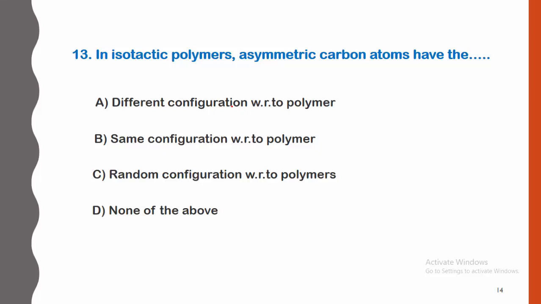Next, in isotactic polymers, asymmetric carbon atoms have the dash: A. different configuration with respect to the polymer, B. same configuration with respect to the polymer, C. random configuration with respect to the polymers, and D. none of the above. This is very simple. The right answer of this question is option B. In isotactic polymers, all the asymmetric carbons have the same configuration with respect to the polymer.